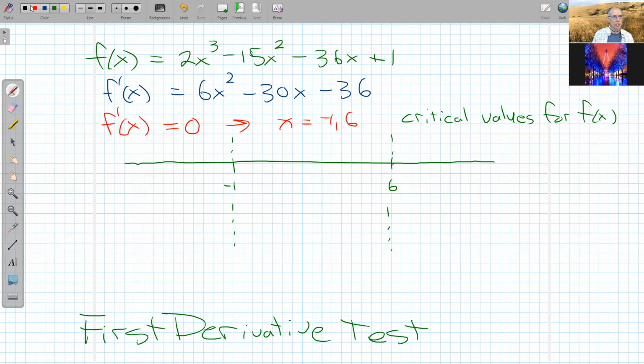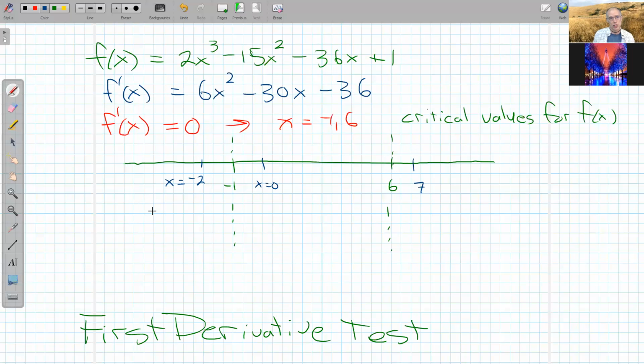So we just pick some convenient numbers in this interval here. 0 is a nice convenient number, so I would pick x equals 0 in between here. And then on the other side, it doesn't really matter, I could pick any number I want. So maybe I'll just pick 7. You could pick 10 if you wanted, 6.1. And then over here, I'm just going to pick -2. So I pick some x values to test.